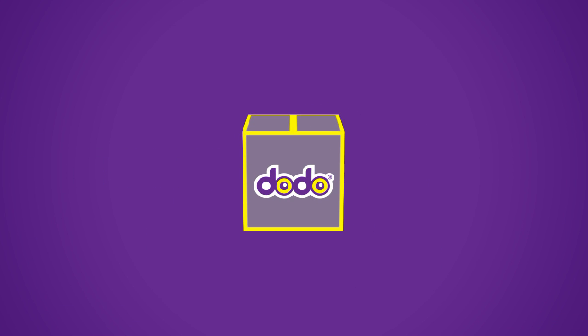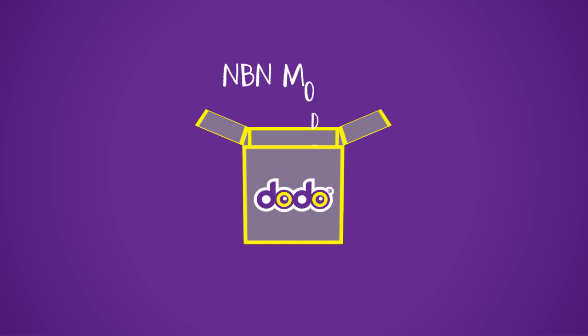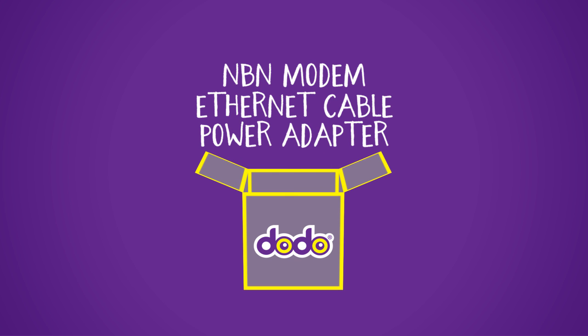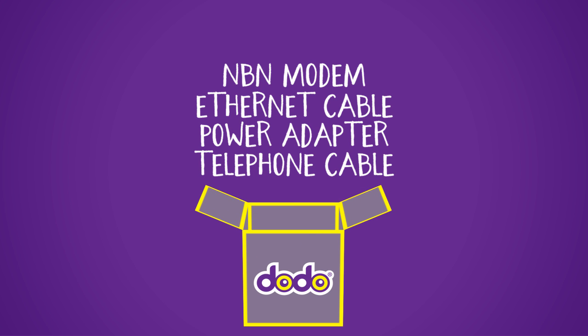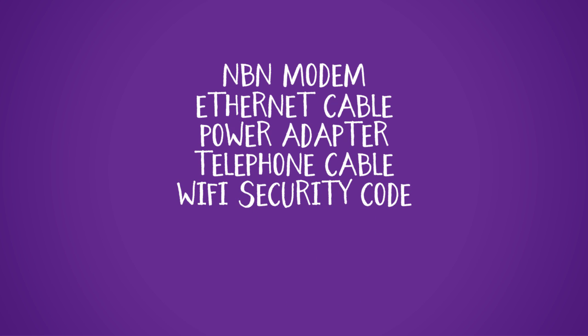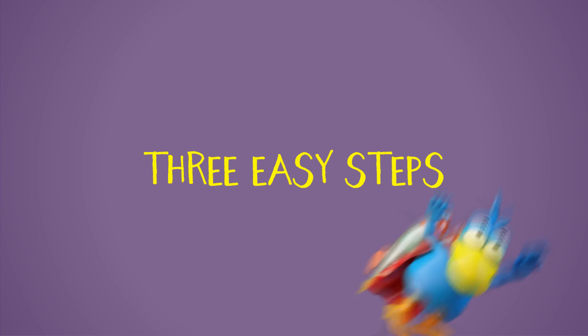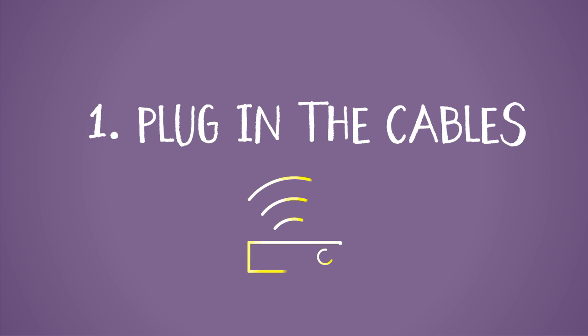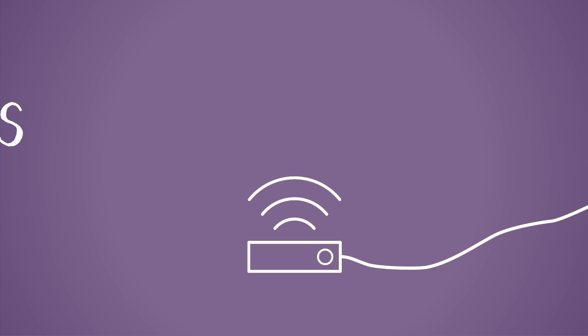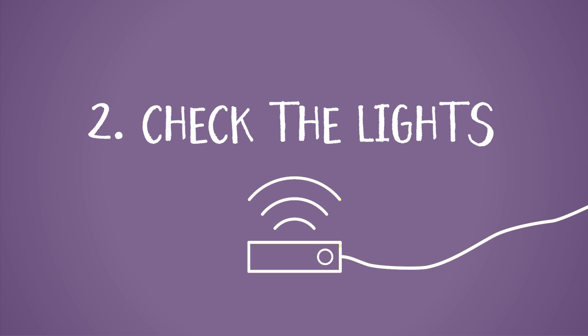Here's everything you will receive in your kit: the Dodo NBN modem, an Ethernet cable, a power adapter, a telephone cable, and your Wi-Fi security code found on the back of your modem. There are three easy steps. 1. Plug in the cables. 2. Check the lights. 3.